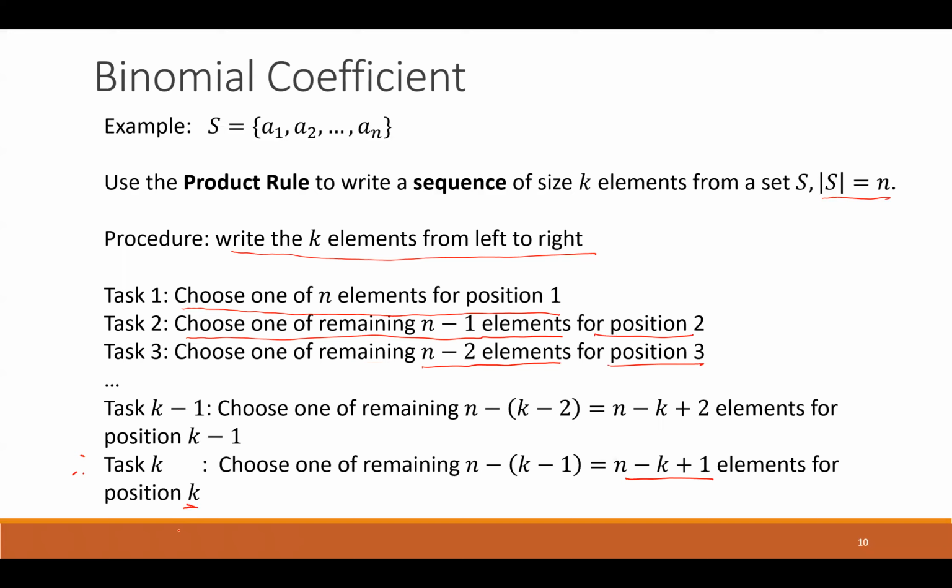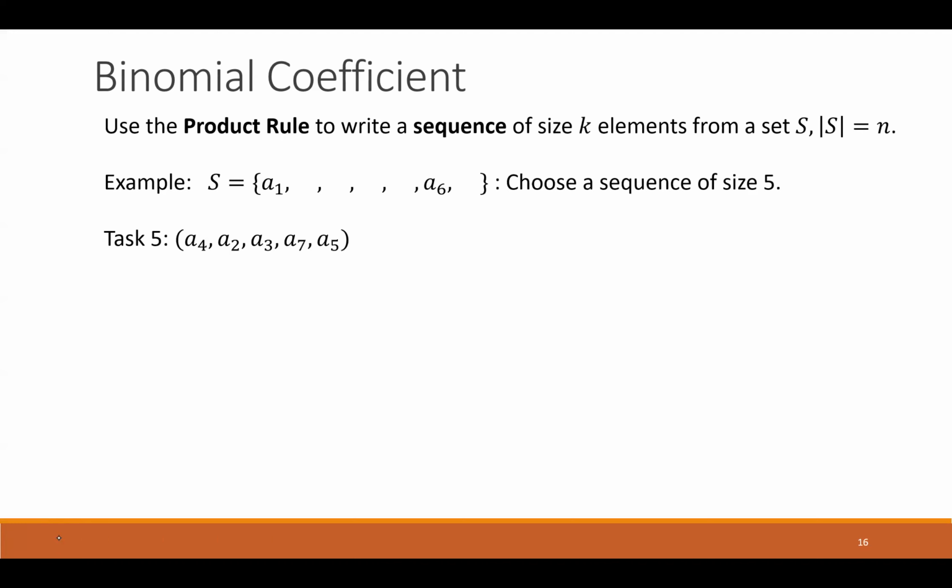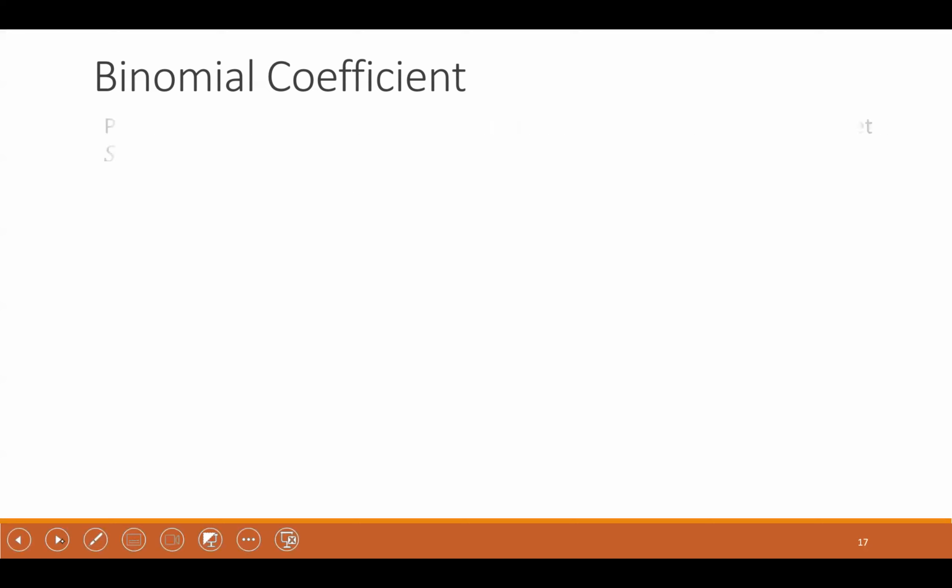All right, so that's pretty straightforward, and we've done similar things quite a bit already. So for an example, if I have S and I have 7 elements in S, and I want to choose a sequence of size 5, using my sequence of tasks, I choose 4 sort of arbitrarily. I put it in the first position. Then I choose 2, I put it in the second position. I choose 3, and I choose 7, and I choose 5. So that's one way to do those sequence of tasks. Yeah, that's just a little example.